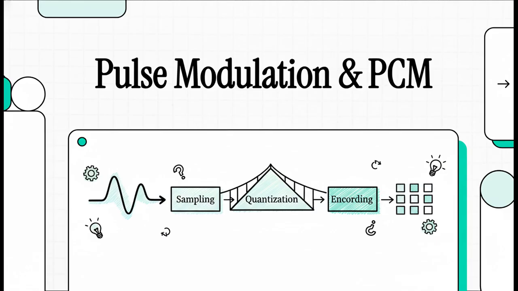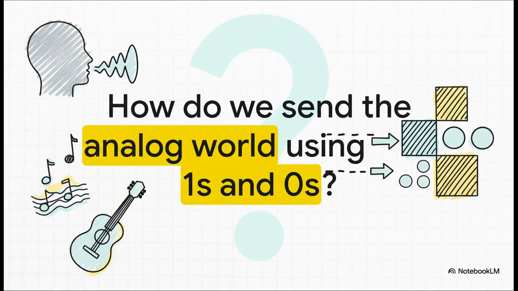Let's dive in. This right here, this is the fundamental question. I want you to burn this into your brain. Think about it for a second. A human voice, the sound of a guitar. These things have infinite detail. But our digital networks, they only speak one language, ones and zeros. So the first massive problem we have to solve is, how do we translate the poetry of an analog wave into the rigid grammar of binary?